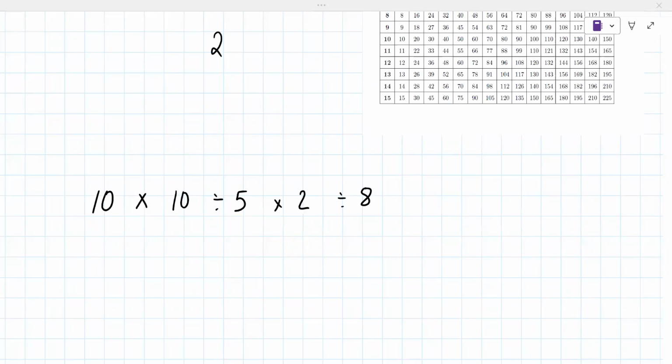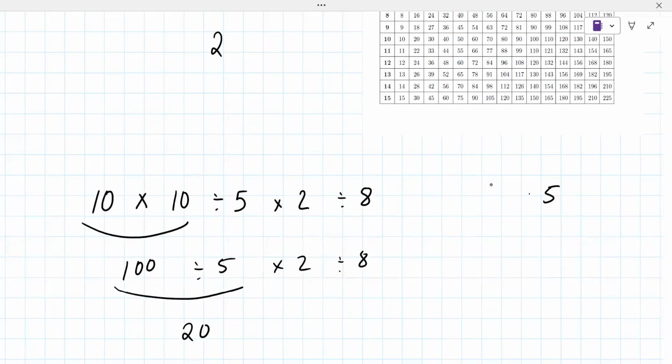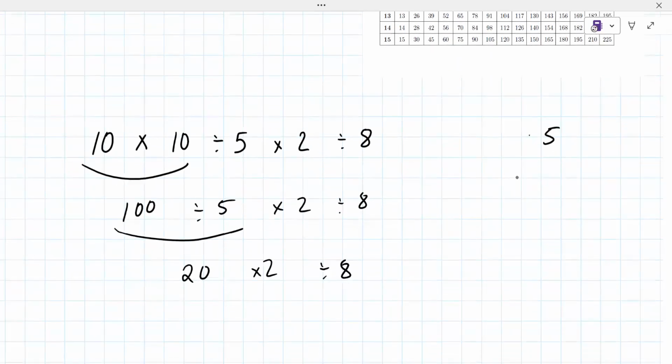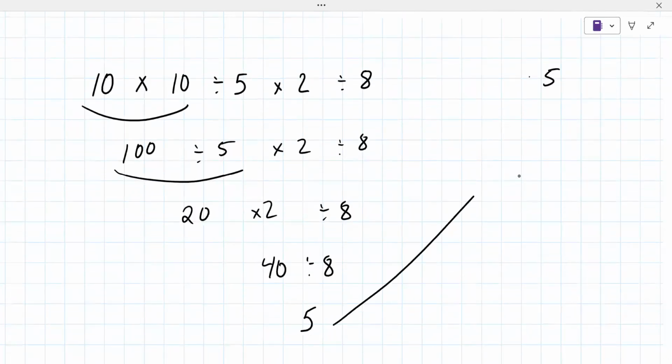Five. You said 5? It sounds correct. 100 divided by 5, which is 20, times 2 divided by 8. 40 divided by 8 is 5, like that. All right. Any questions on that?